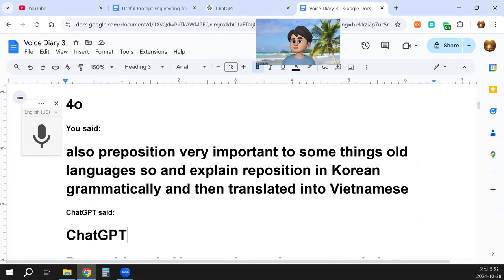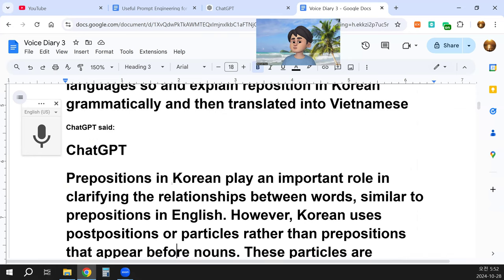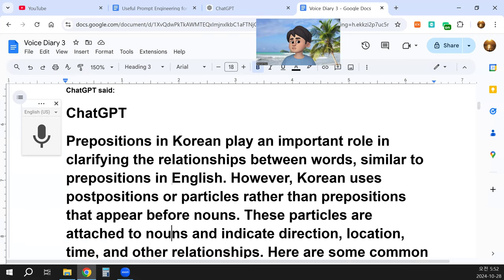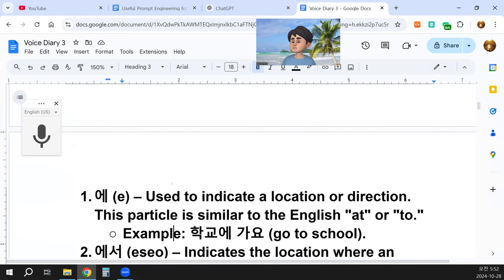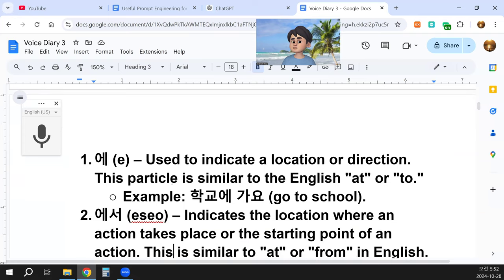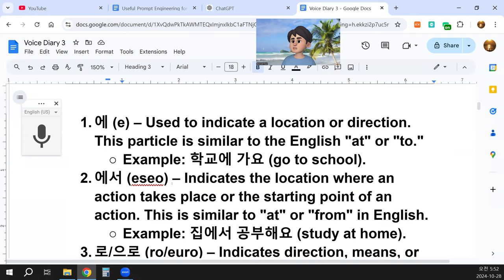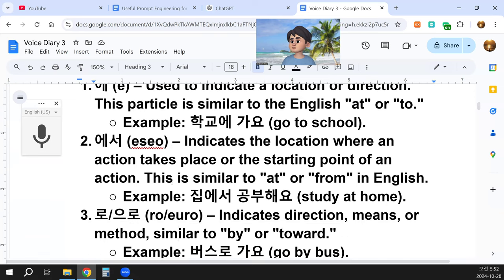Korean grammar particles are important to clarify the relation between words, similar to prepositions in English. However, Korean uses postposition particles that are attached to nouns, rather than prepositions that appear before nouns. Particles are attached to nouns to indicate direction, location, time, and other relations. There are some common ones that usually indicate location and direction, like in English 'at' or 'to', as in go to school, and also indicate the location where an action takes place, the starting point of the action. This is similar to 'at' or 'from' in English.